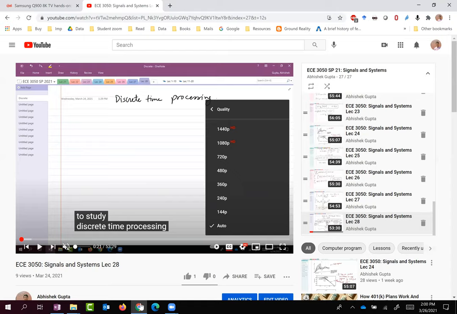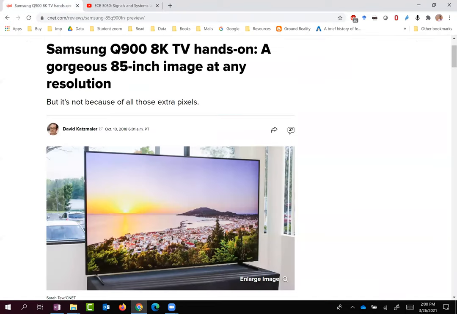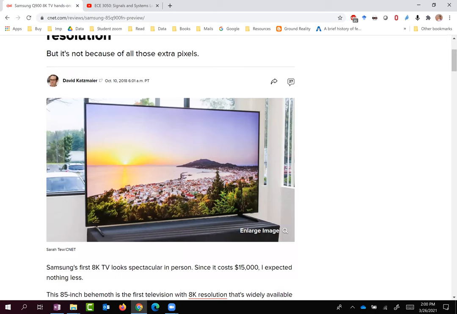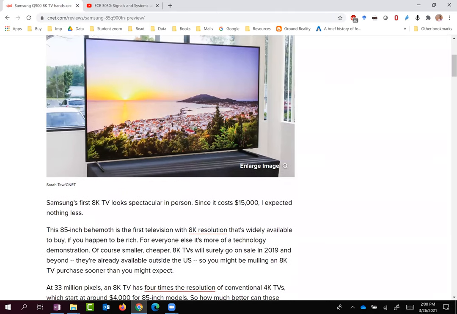Now, what about the application of upsampling? So let's consider the following situation. So you love signals and systems a lot, and you want to watch the YouTube video of signals and systems on this latest Samsung Q900 8K television, which is an 85-inch television. Now let's look at this 85-inch television, right?